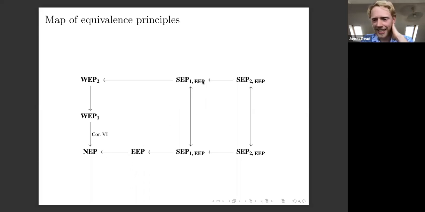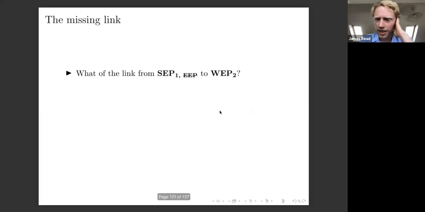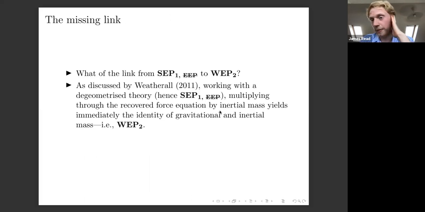Which leaves one outstanding, which is this one from the degeometrized version of the strong equivalence principle to the weak equivalence principle, the coincidence of gravitational and inertial masses. What to make of this link? Well, actually, it's something which is discussed by Weatherall in a 2011 paper. So working in a degeometrized theory, he gets the degeometrized force equation, but with no masses on either side. He then just multiplies through by the inertial mass and says, look, obviously this yields the coincidence of gravitational and inertial masses, i.e. WEP2.